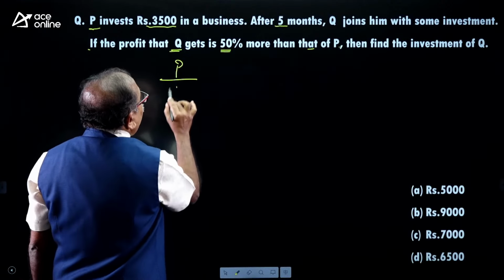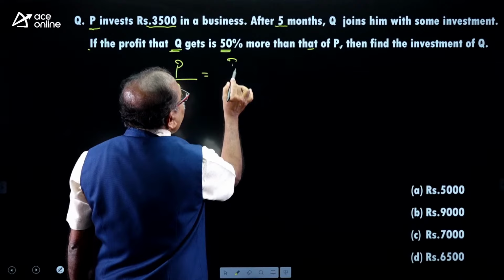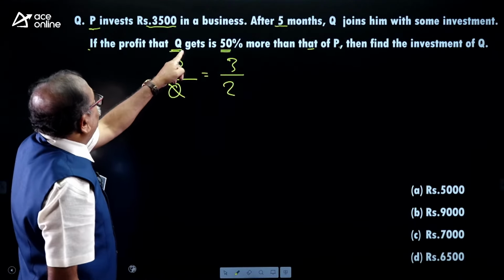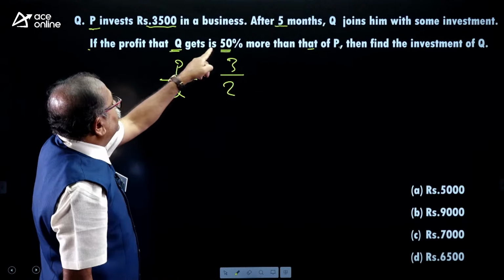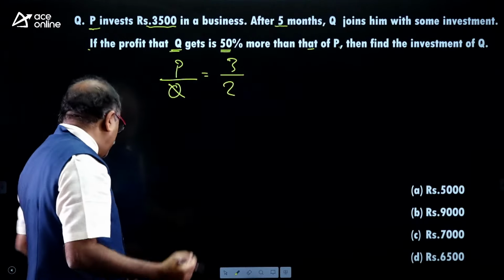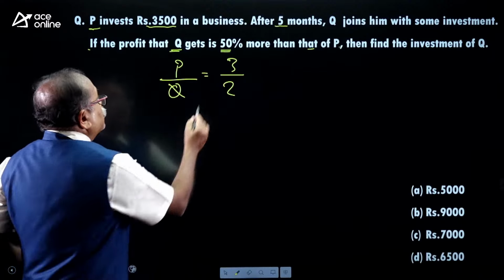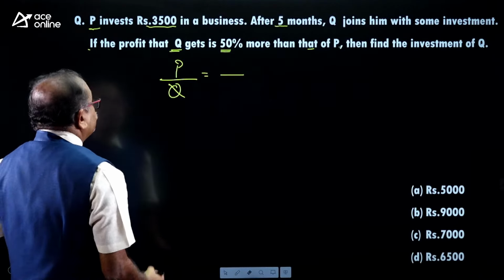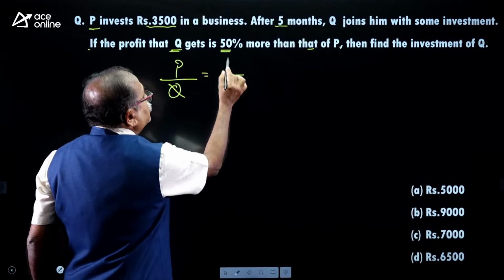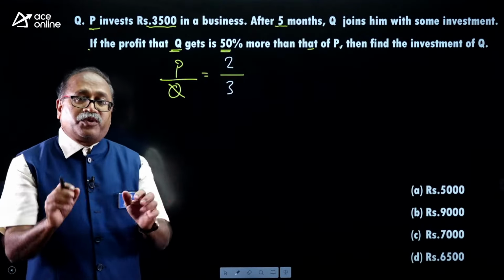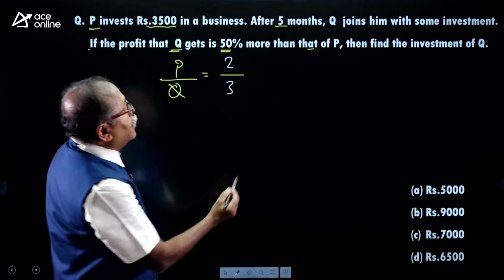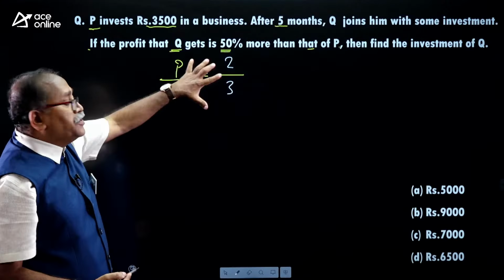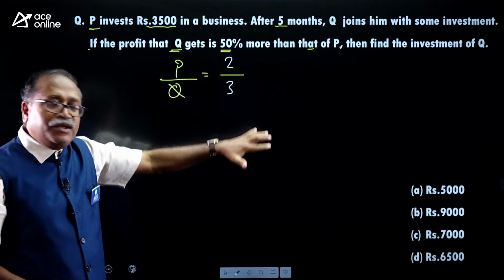P by Q profit is 3 by 2. If the profit of Q gets 50% more, so Q is more. When the Q is more, then the Q has to be 3 parts and the P has to be 2 parts. This is the profit ratio. Okay. Now, then find the investment of Q. There's profit ratio given to you. Come on, my young friends.